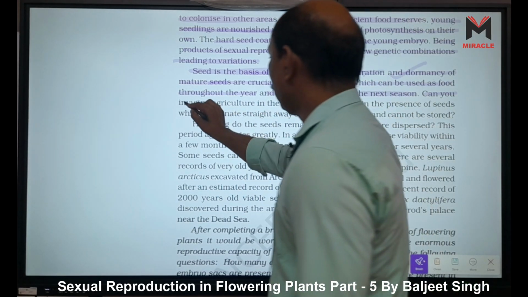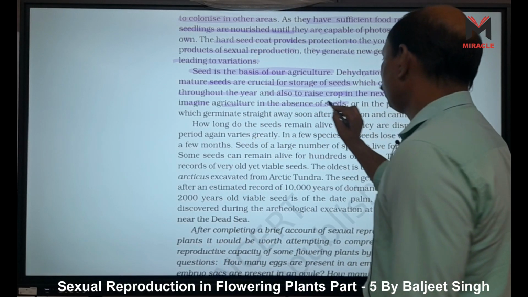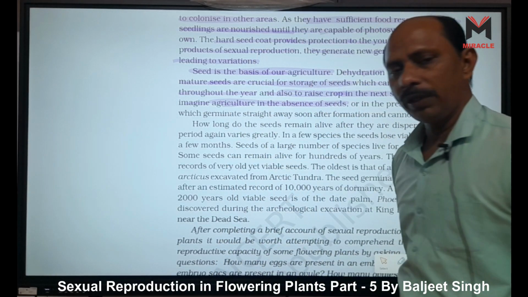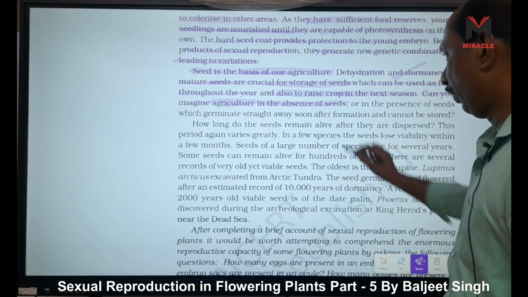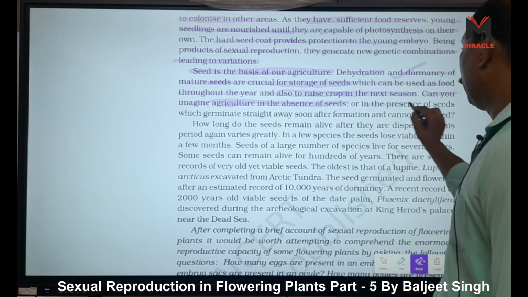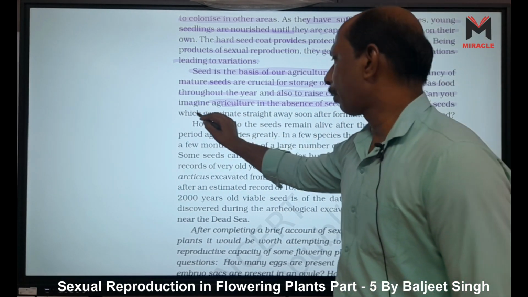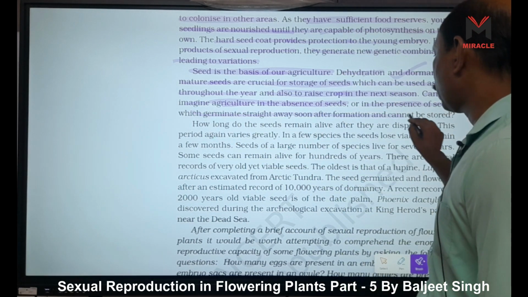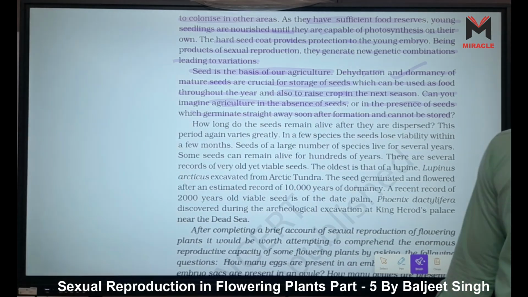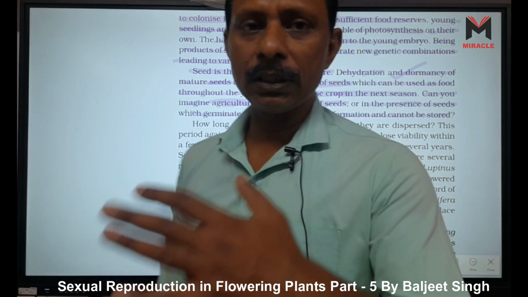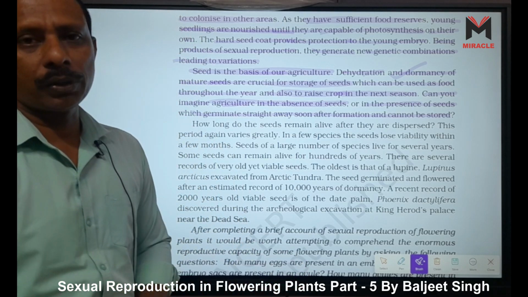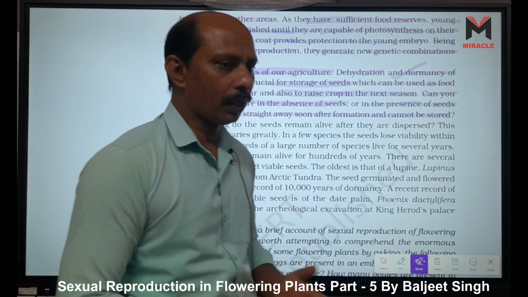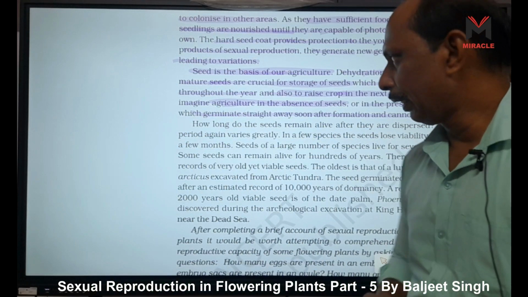Can you imagine agriculture in the absence of seed? No, because every time we would have to sow the seeds, which would be very hard. Or consider the presence of seed which germinates straight away soon after formation and cannot be stored. It is very hard to continue such species. Suppose different seasons are there and the seeds are not stored, what happens? They will be destroyed, right?